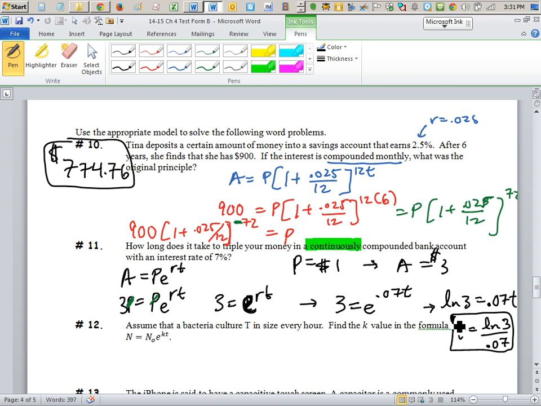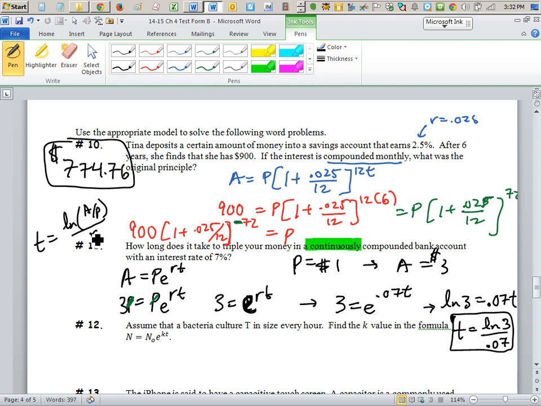If you want to quadruple your money, that's 4 times the money, it would be ln 4 over the rate. If you want to double your money, it would be ln 2 over the rate, and so on. So this is kind of a little trick. T will be ln of A over P, all over K, or R I should say. We're doing money problems.